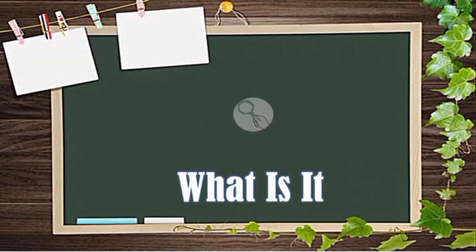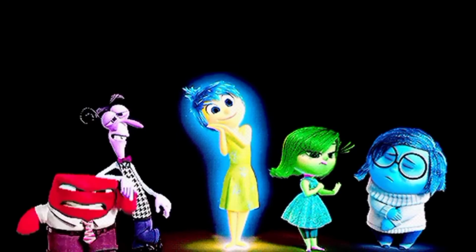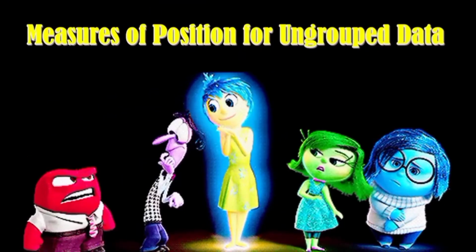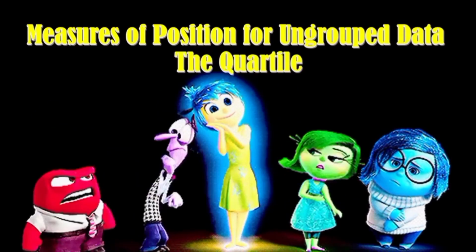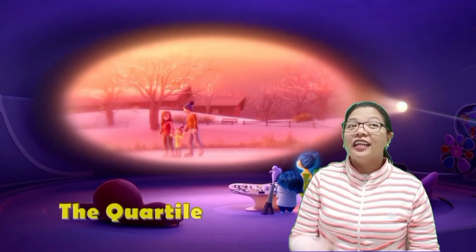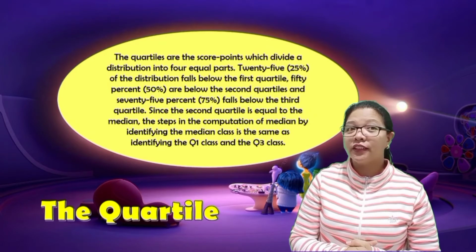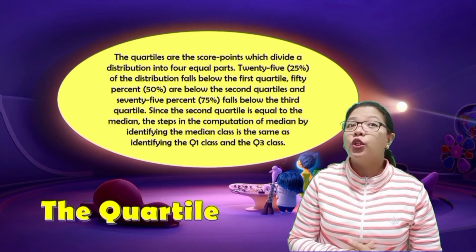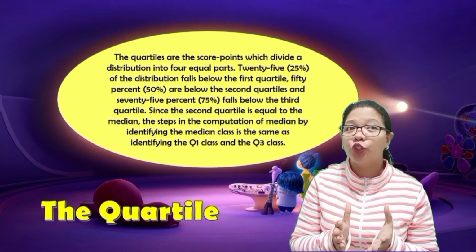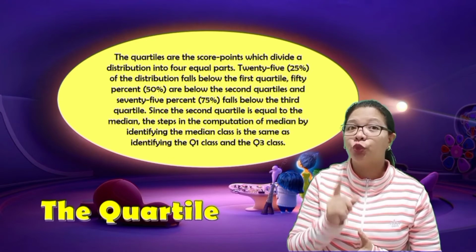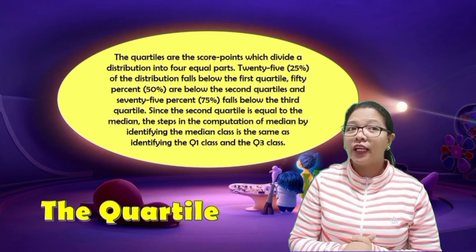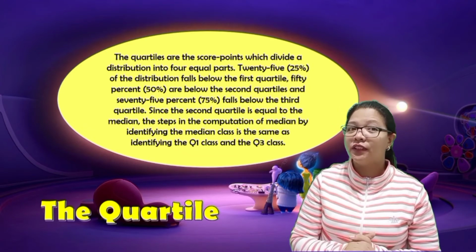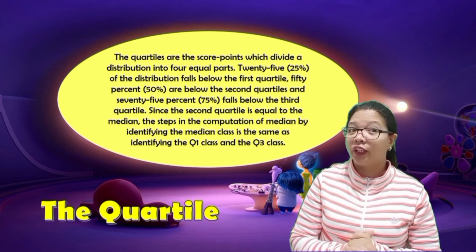What is it? Measures of position for ungrouped data. The quartile. The quartiles are the score points which divide the distribution into 4 equal parts. 25% of the distribution falls below the first quartile. 50% are below the second quartile. And 75% falls below the third quartile.